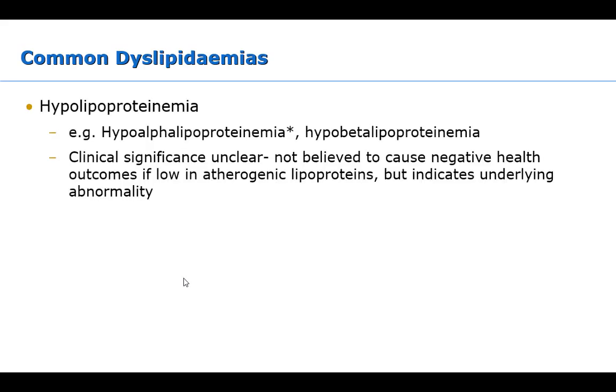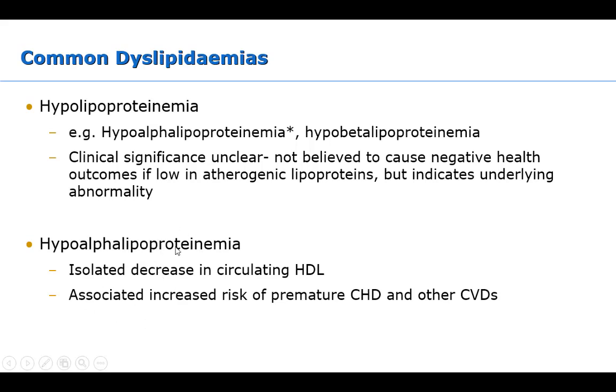Sometimes you can have hypolipoproteinemia. Most commonly, it is hypo-alpha lipoproteinemia. Don't mix this with the apoproteins, alpha and beta. This is not alpha apolipoprotein. The clinical significance is not very clear, but hypo-alpha lipoproteinemia is where you have an isolated decrease in the circulating HDL. And if you remember, HDL is the good guy. When you have a decrease of HDL more than the decrease in others, then you have increased risk of premature coronary heart disease and cerebrovascular disease. Make sense?